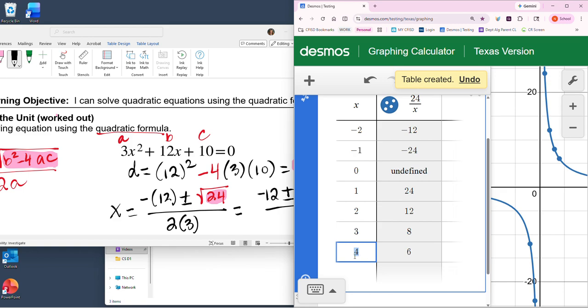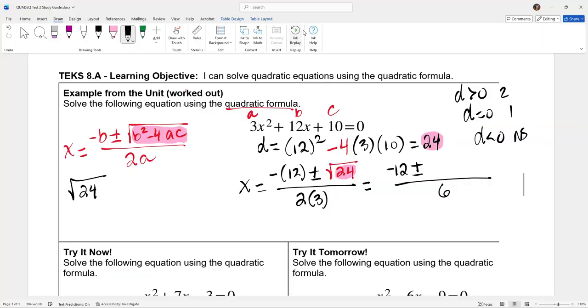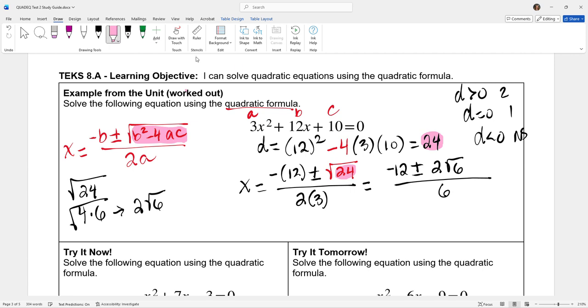Right off the bat, 4 and 6, I know 4 is a perfect square, so we're going to replace 24 with 4 times 6. We know that 4 is going to come out as 2, and 6 is going to stay underneath the radical. So this becomes -12 plus or minus 2 square root of 6. I'm going to highlight some things just so that you can see what I did in terms of that change.